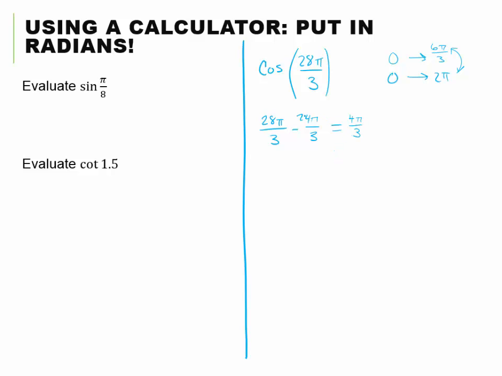How many times did that go into it? Well, 6, 12, 18, 24, 4 times. So this is like saying 8 pi plus 4 pi over 3. We ignore the 8 pi, and we just do 4 pi over 3. Kind of makes sense?